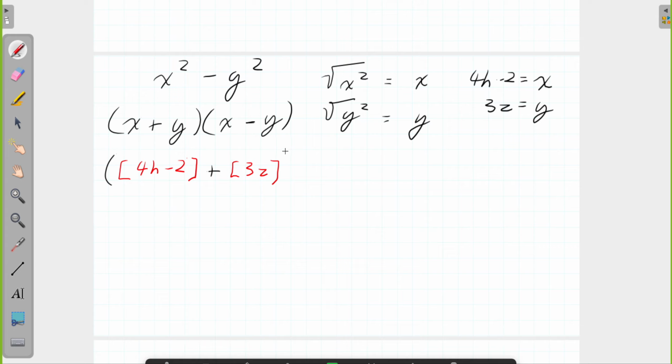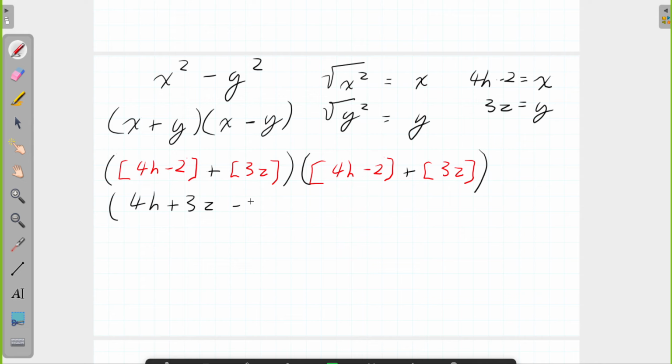And that's the first set of brackets. Second set of brackets, same idea. 4h minus 2 plus 3z. And we just do a little simplification now. We're collecting like terms. This plus disappears. We have an h, a constant, and a z. None of these are actually like terms. So when I go to write it out, I'm actually left with 4h plus 3z minus 2.